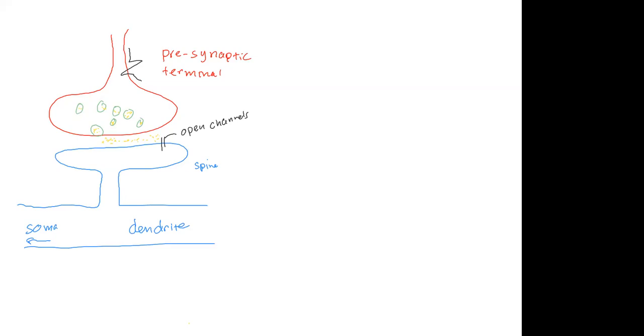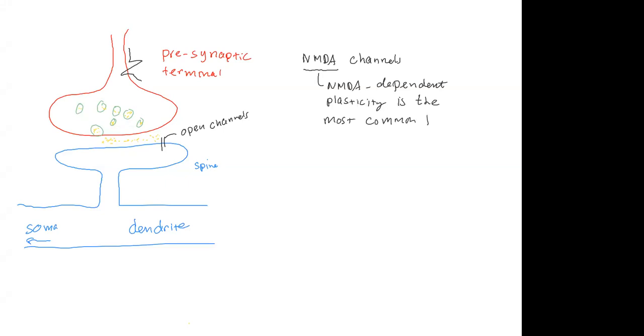And today, particularly at the beginning, we're going to be interested in NMDA channels. And that's because NMDA dependent plasticity is the most common kind for excitatory neurons. It's not universal, but it's pretty common for excitatory neurons.